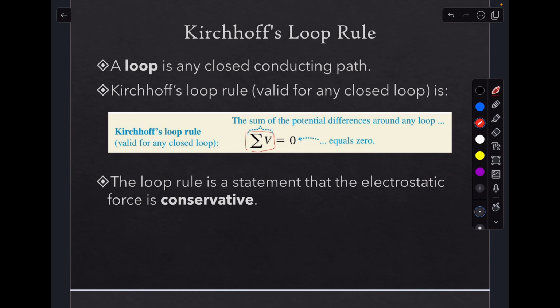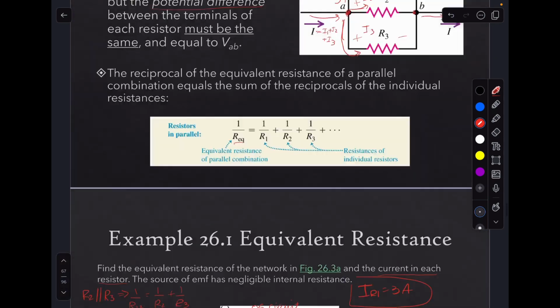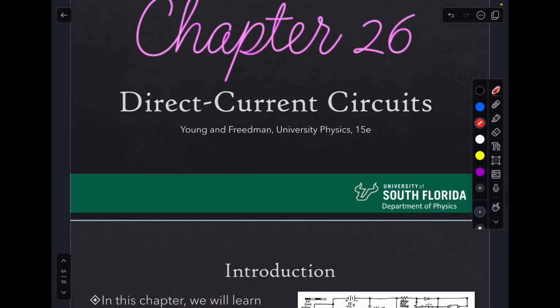I didn't exactly tell you what it was, but at the very end of chapter 25, we kind of did the loop rule. So let me scroll back and show you that picture. Let's go back to chapter 25, the very end.